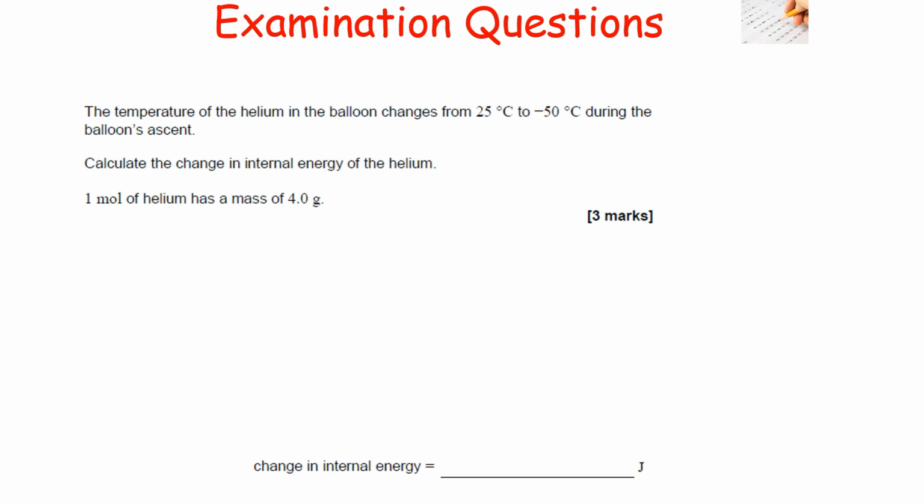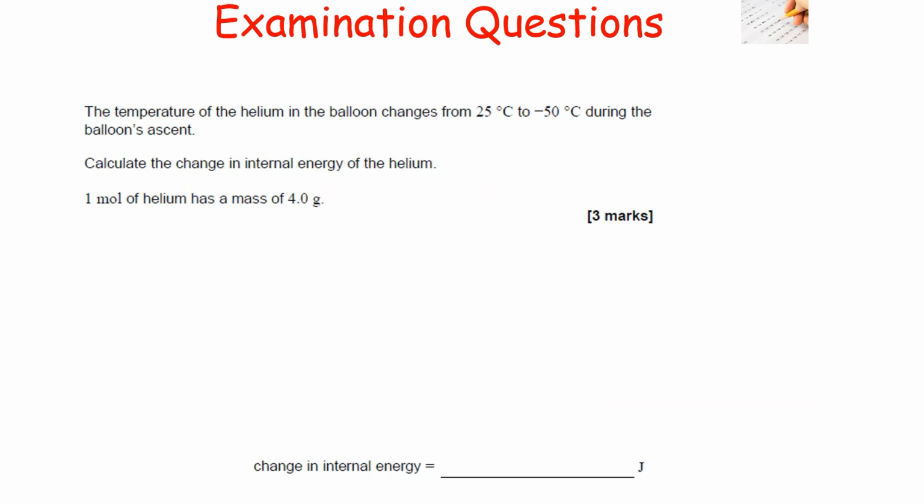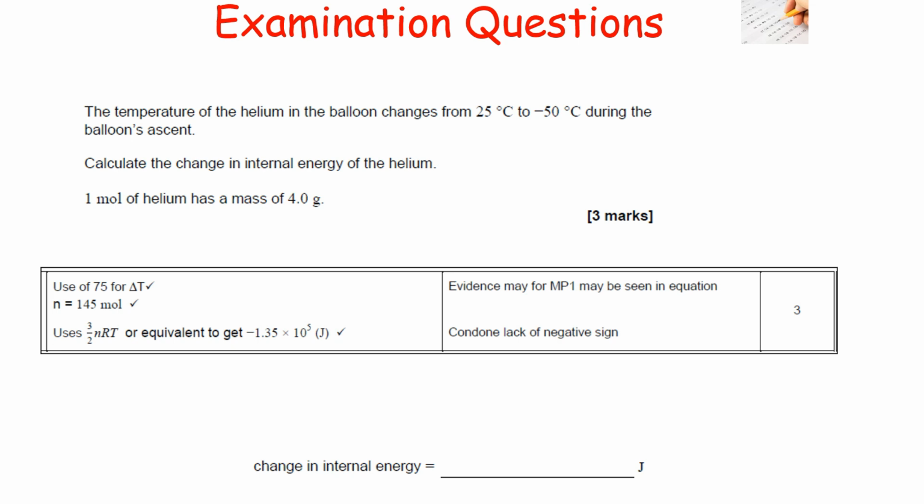How many moles do we have? Well, we know that 1 mole of helium is 4 grams, and we know from our previous question that we've got 60 kilograms. So we can therefore work out we've got 15,000 moles of the helium. Therefore, we can use our equation 3/2 nRT to work out our value, because we've got ΔT to be 75, we've got R, which is a constant, and we've got n to be the number of moles. So you can pop those all in and we get 1.35 times 10 to the 5 joules. And this is a minus value because the number's gone down, it's cooling down.